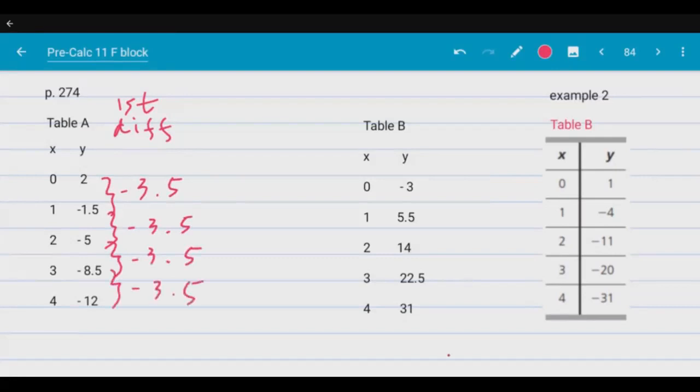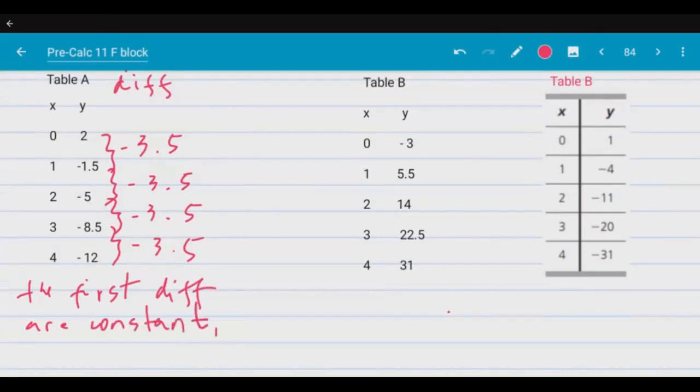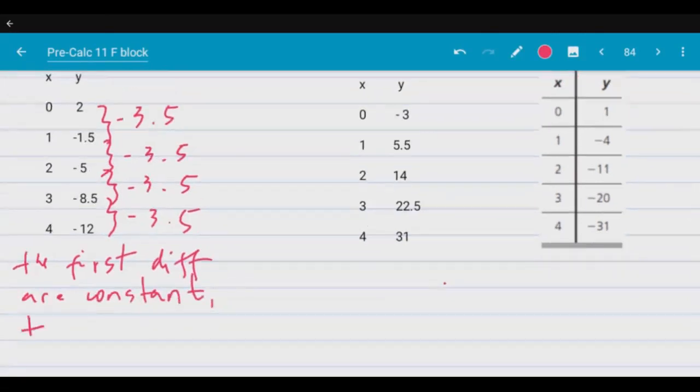What does it mean? Since the first differences are the same, they are constant. What does it mean? This is not quadratic. This function is linear. This is the first check your understanding.